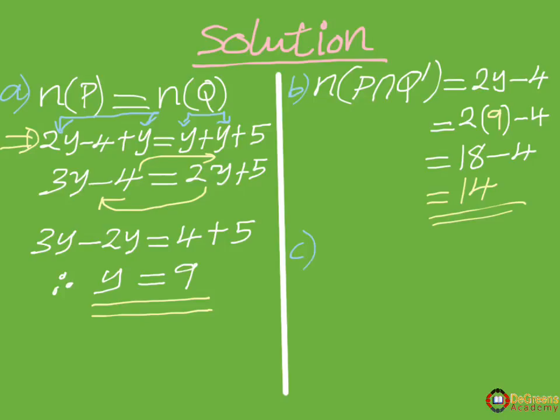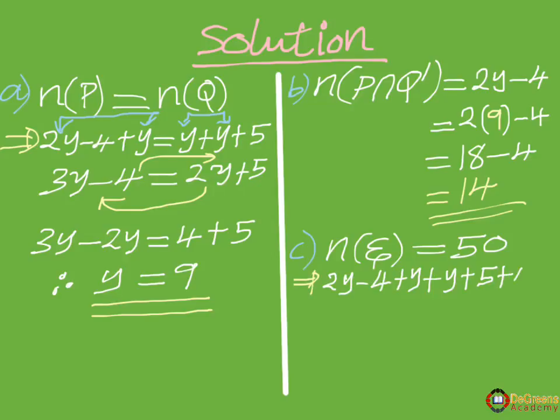In the C part of the question, we are asked to find the value of x. We are going to use what was given. We are told in the question that the cardinal number of the universal set is 50, meaning that if we add everything within that circle and the region out of the circle, we should have 50. So everything within that rectangle should give 50 when added. So that means 2y minus 4 plus y plus y plus 5 plus x will be equal to 50.